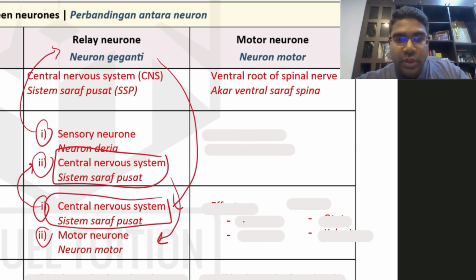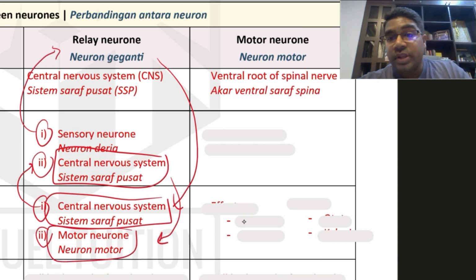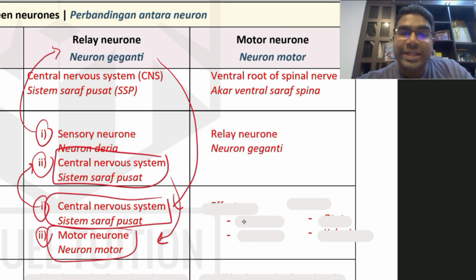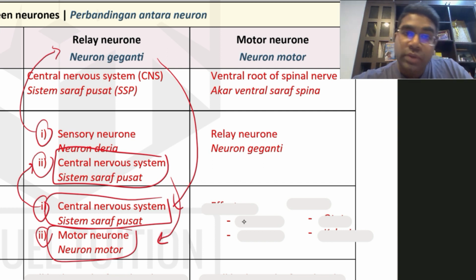So then motor neuron receive from who? Neuron motor terima dari siapa? Dia terima daripada sinilah. Kan dia hantar kepada motor neuron. It sends to motor neuron, isn't it? It receives from who? Receives from the relay neuron. Neuron geganti lah yang hantar pada dia. Lepas tu, after that, where does it go? It is sent to motor neuron.